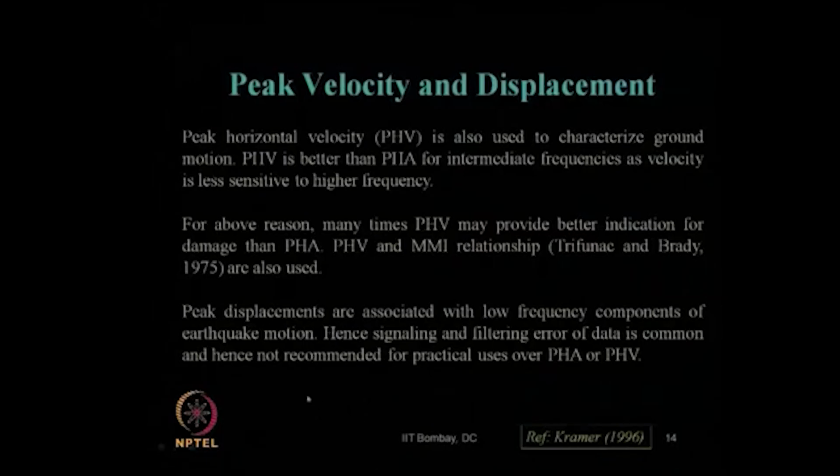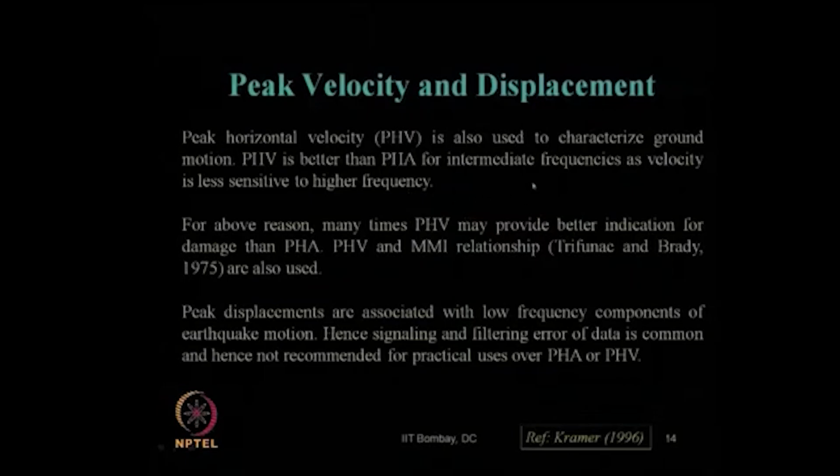Coming to the next parameters, that is peak velocity and peak displacement. Peak horizontal velocity, that is PHV, is also used to characterize the ground motion. PHV is better than PHA. Why? This peak horizontal velocity is sometimes better than peak horizontal acceleration, because for intermediate frequency, velocity is less sensitive compared to the higher frequency.